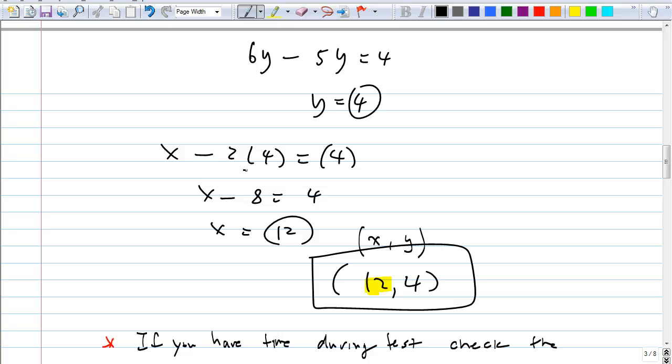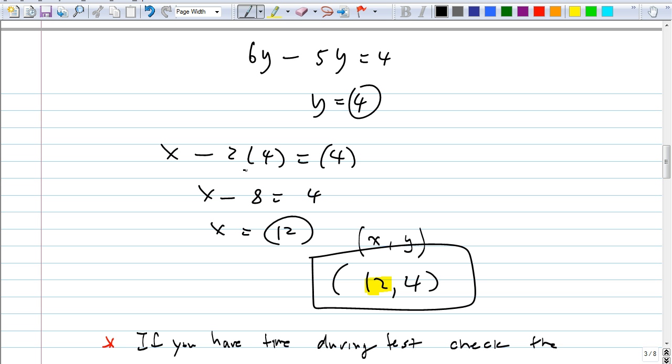Kyle, what do you think? When we're checking this, there's a way to check. So we said we're going to plug into the original one. Which original one? First one or the second one? Both is correct. Derek, why do we have to check into both?